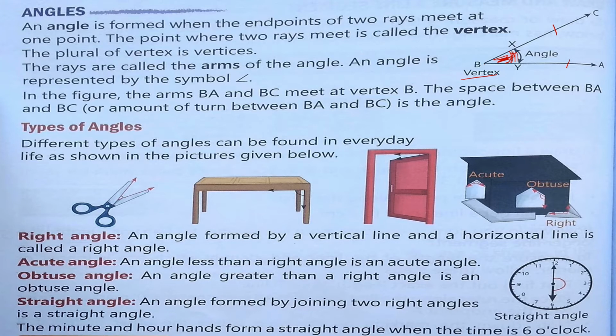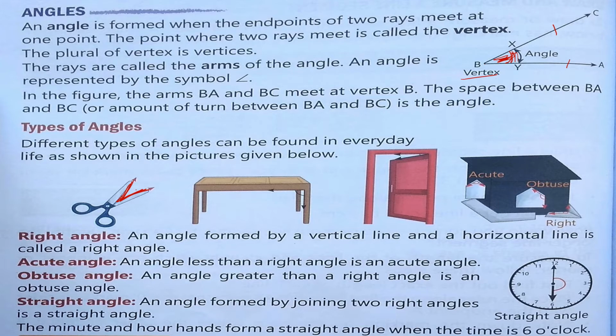Now you can see here how angles can be formed. This is the scissor. You know the scissor. When we are opening it, this part forms an angle. This part forms an angle. Okay, and this is less than 90 degrees. That means this is an acute angle.